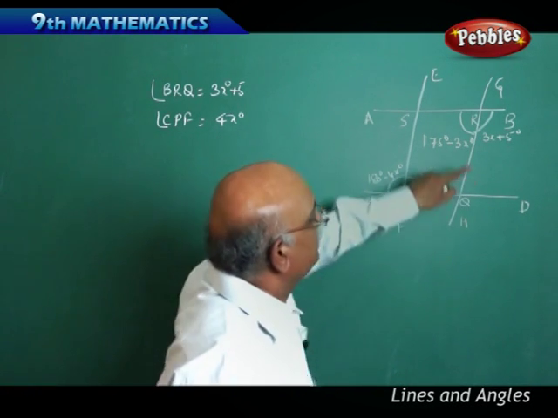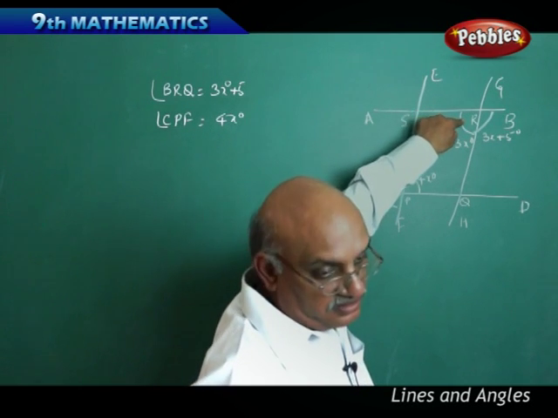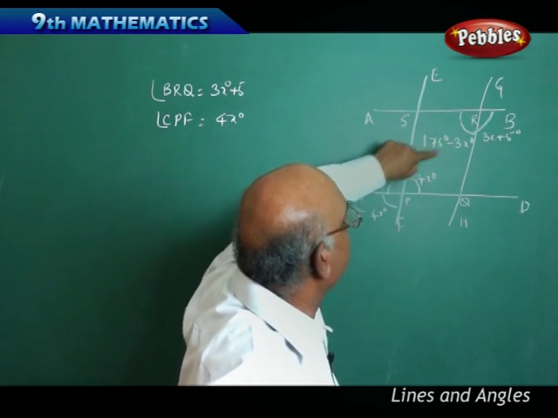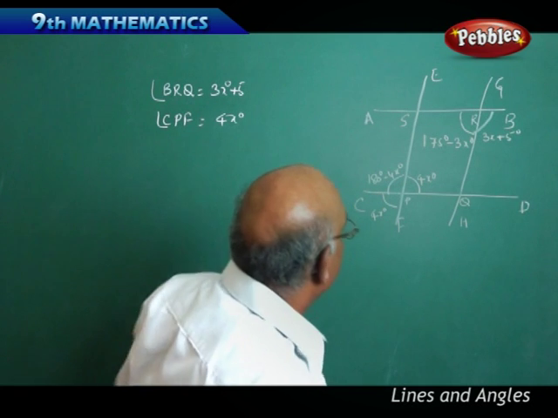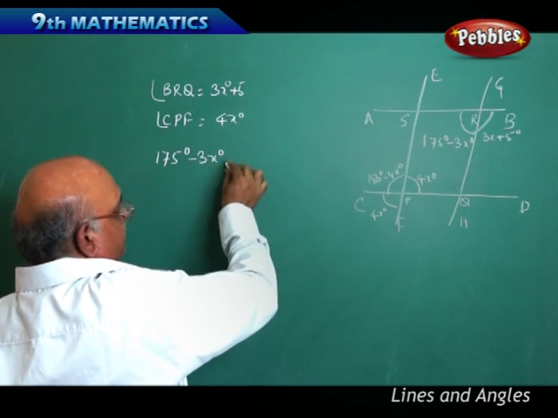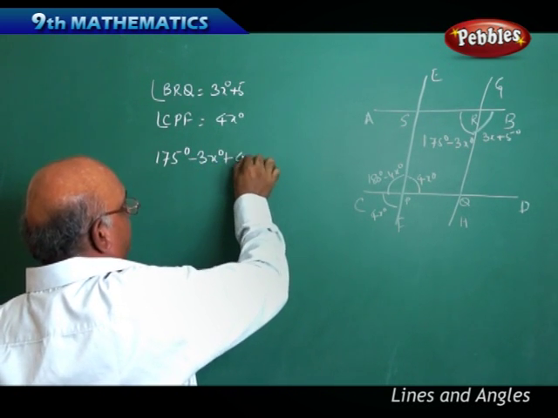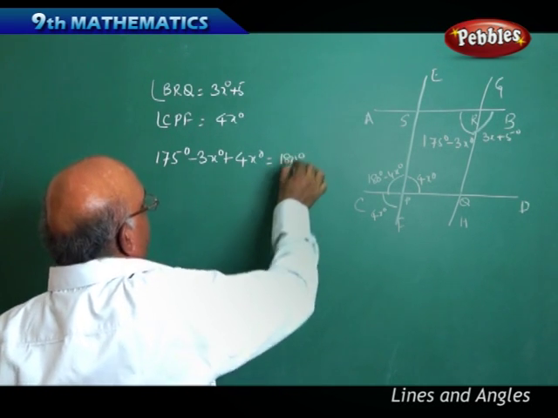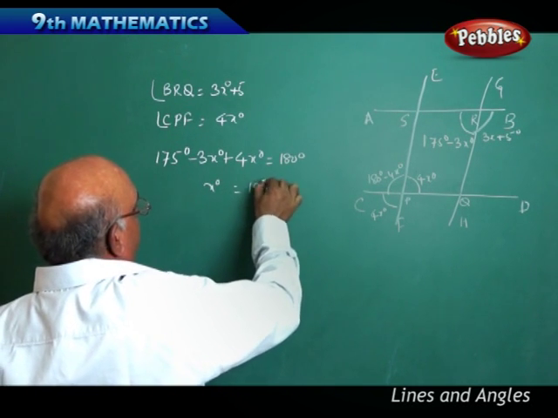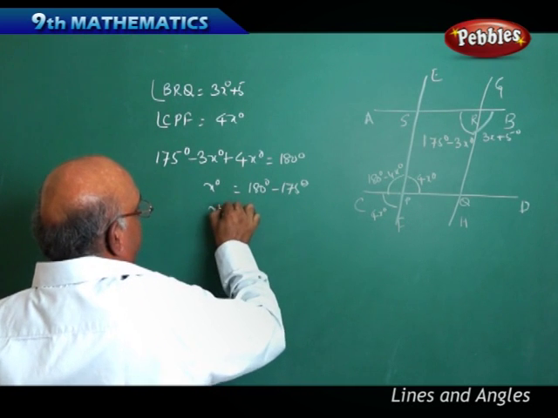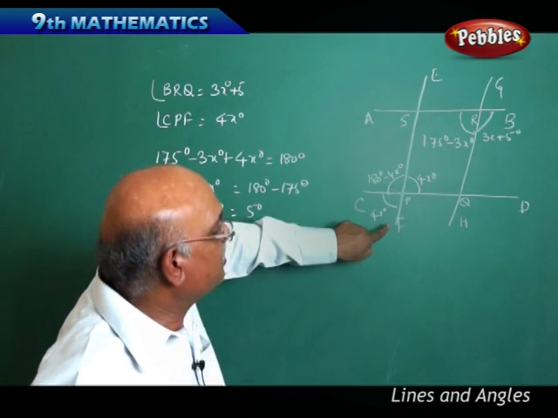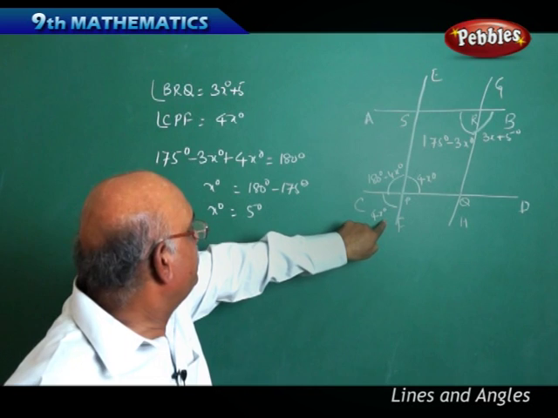Now PQRS is a quadrilateral. Therefore, if I equate them, the sum of the opposite angles is equal to 180 degrees. So 175 degrees minus 3x degrees plus 4x degrees is equal to 180 degrees. Now 4x minus 3x is x degrees, and 180 degrees minus 175 gives x equal to 5 degrees. If x is 5 degrees, naturally this angle will become 4 into 5, that is 20 degrees.